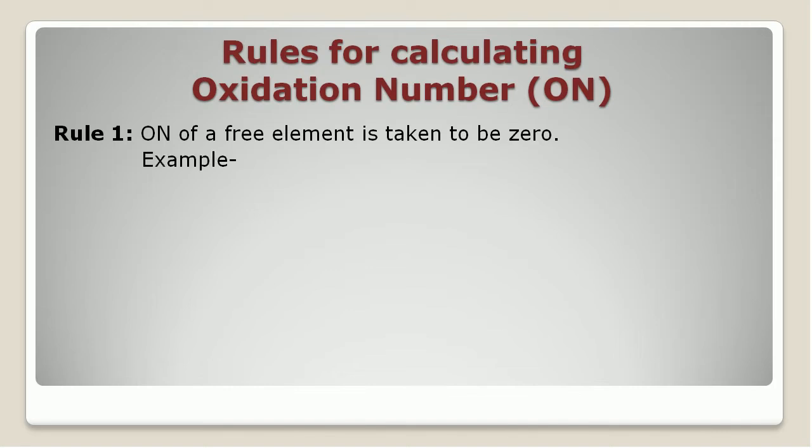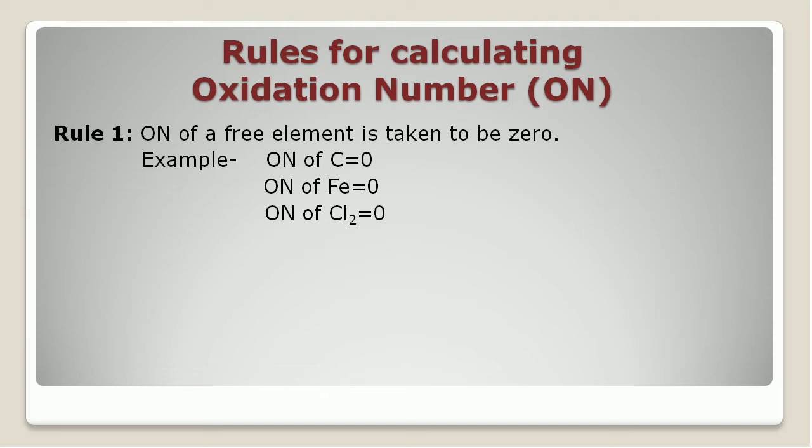In the first example, we take carbon. Here, as carbon is not bonded to any other element, it has an oxidation number of 0. Similarly, in the next example, the iron atom is not bonded to any other element and hence has an oxidation number of 0. In the third example, we are taking a chlorine molecule.